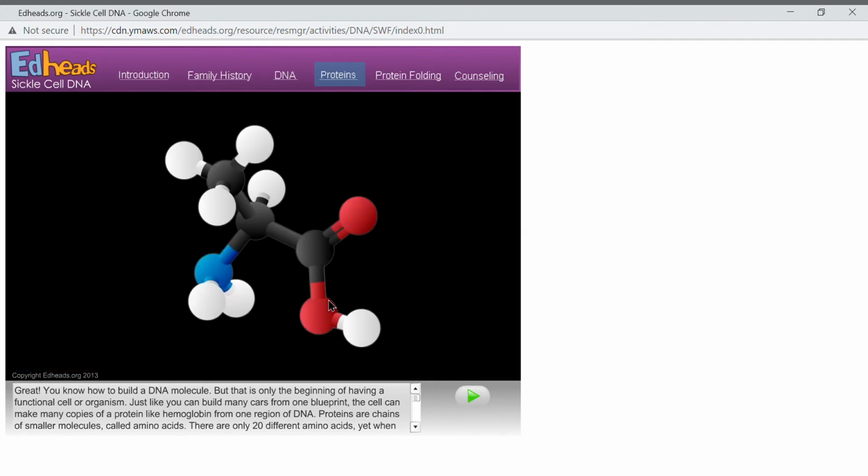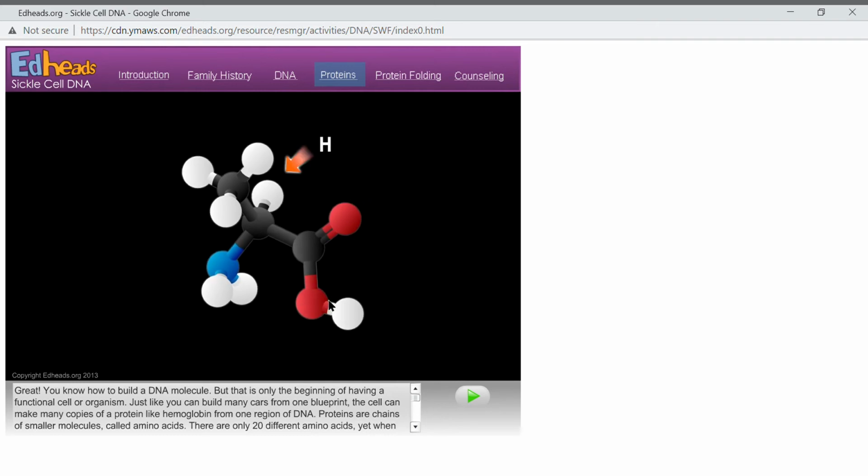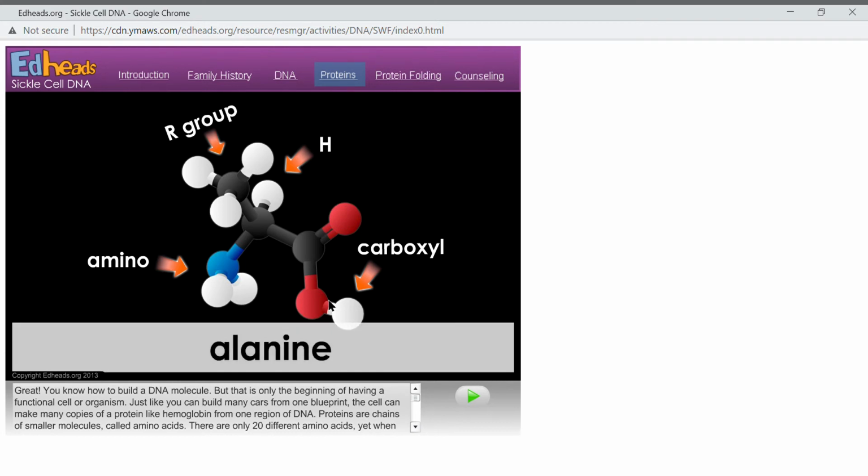Amino acids are the building blocks of proteins, and all have a central or alpha carbon to which are bonded 4 groups: a hydrogen, an amino group, a carboxyl group, a unique side chain also known as a R group. The diagram you are looking at is the amino acid known as alanine.